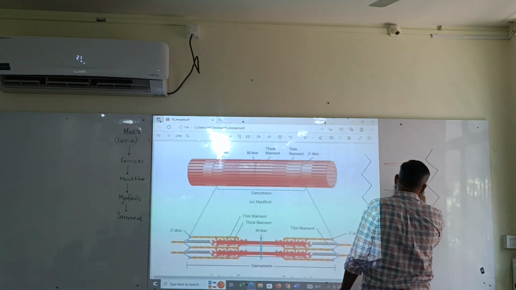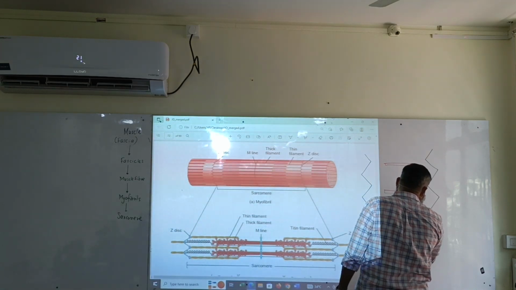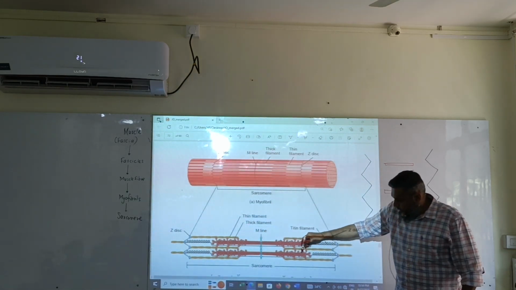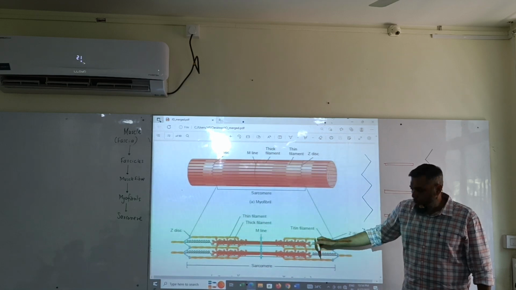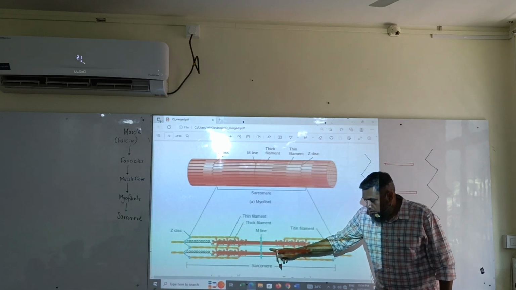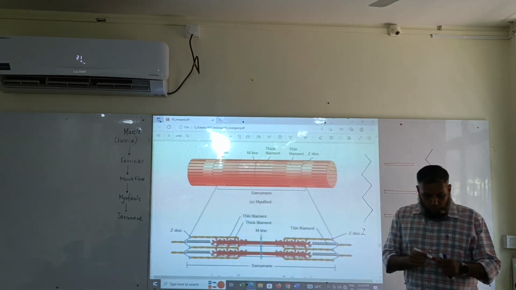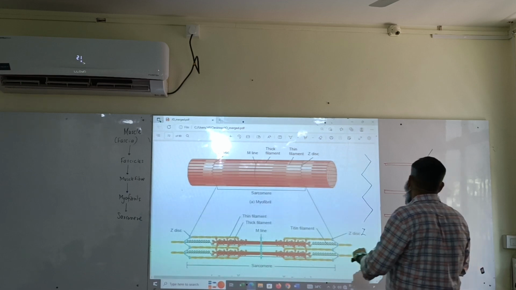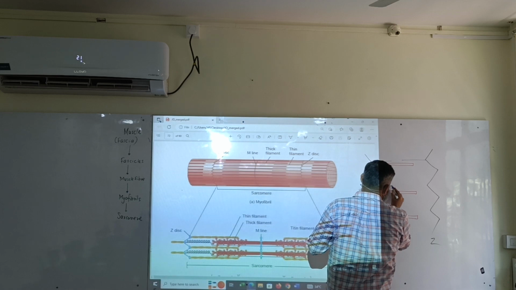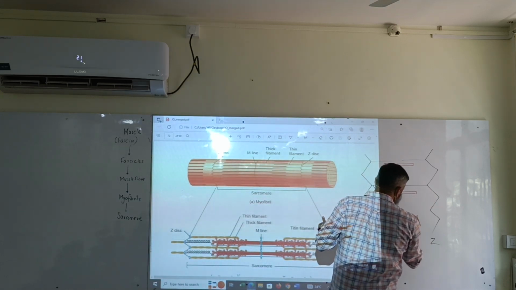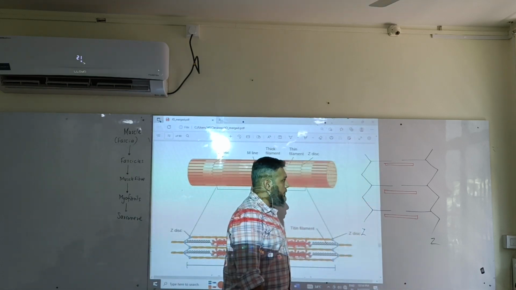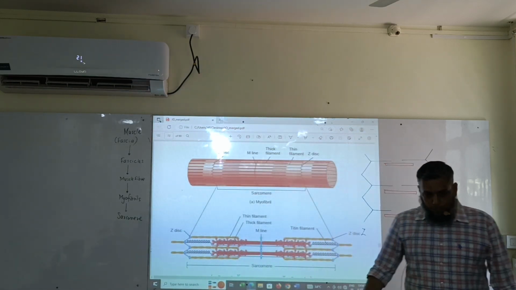Let us revise this part. This red one, is it a thick filament or a thin filament? Thick filament. Actin filament or a myosin filament? Be confident in your answer. Myosin filament. Don't need to think it 100 times. Now, look at these blue lines. Are they thick filament or thin filament? And the thin filament is called myosin filament or actin filament? Actin filament. Very good.